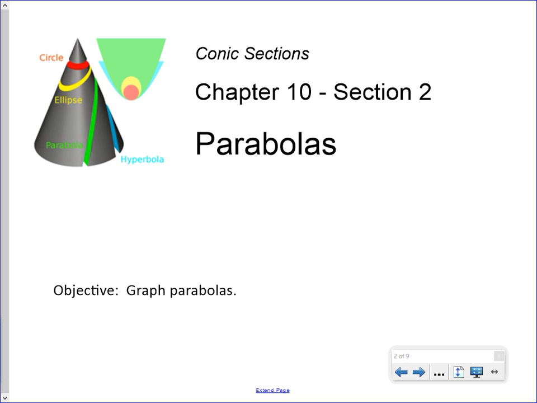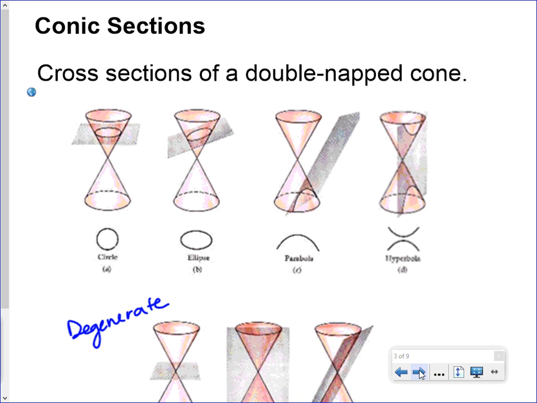Okay. So this is just a good overview of what we're talking about when we talk about conic sections. I don't think that you necessarily have to draw all of the pictures here, but just kind of listen, look, ask questions if you have them. Conic sections are defined as the cross sections of a double napped cone.